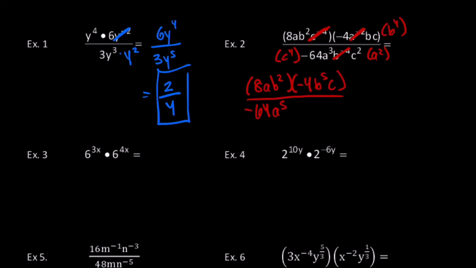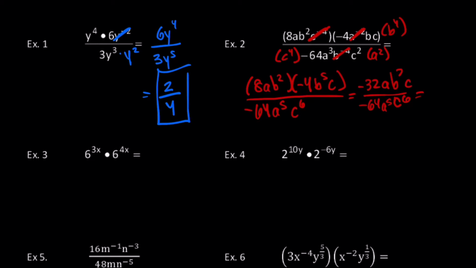There's no b term, and then I have c to the sixth. And now let's take a second to simplify that numerator. 8 times negative 4 is negative 32. A b squared times b to the fifth is b to the seventh. And then I have a c. My denominator is still negative 64 a to the fifth, c to the sixth.